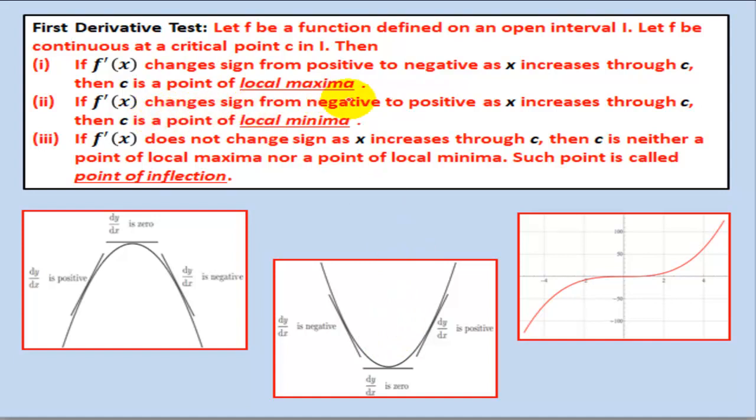If the derivative is changing sign from negative to positive, as you are moving from left to right through this point C, then C will be a point of local minima. Again, it can be very well understood through this diagram. Look at this point. If this is the point C, on its left, the tangents have slopes which are negative. That means the derivatives are negative. And on the right, the slope of the tangent will be positive. So as we are moving from left to right, the derivative is changing its sign from negative to positive. So earlier the curve was decreasing, and after this point it started increasing.